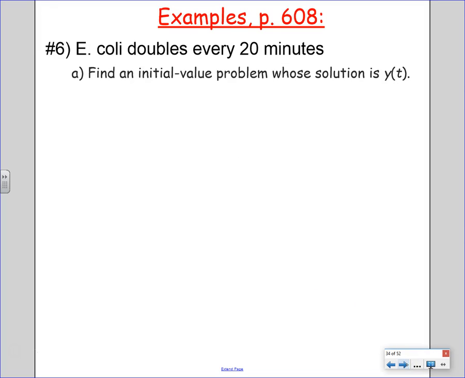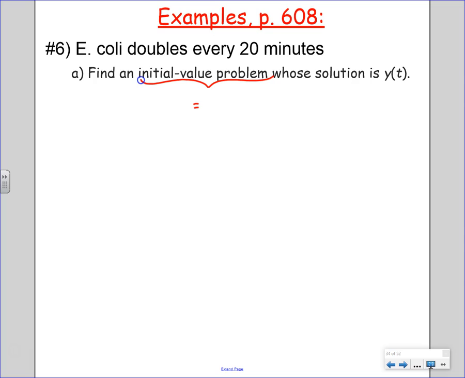Okay. What about this one? E. coli. Very different. Eat one and avoid the other. Anyway, E. coli doubles every 20 minutes. Do we take t with respect to minutes? Yes, t with respect to minutes. Doubles. Okay, remember, even though the science is saying this, what would the math problem look like if they wanted you to solve for y of t?